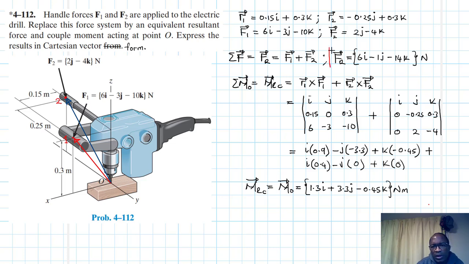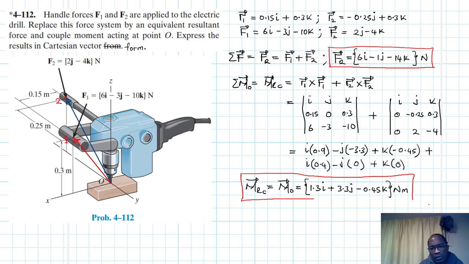So we have the resultant force. There we go. We have the resultant equivalent couple moment acting at point O.